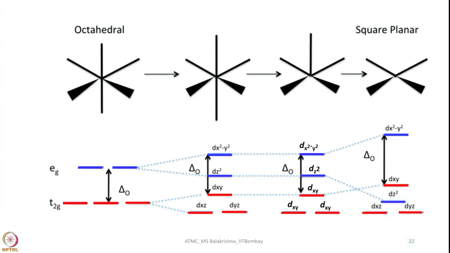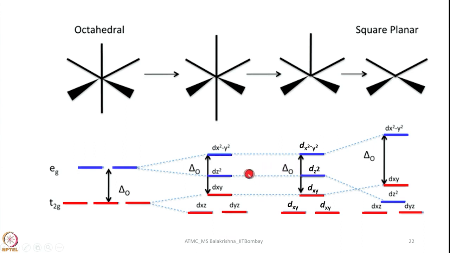You can see here the relative energies and how they are going to transform. This is tetragonal elongation. Of course, tetragonal elongation remains more or less the same for square pyramidal.